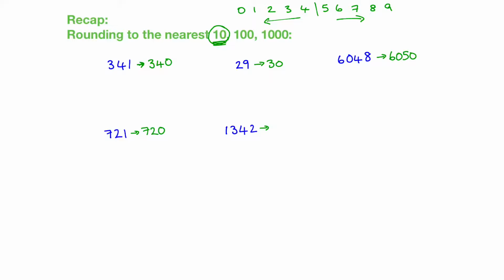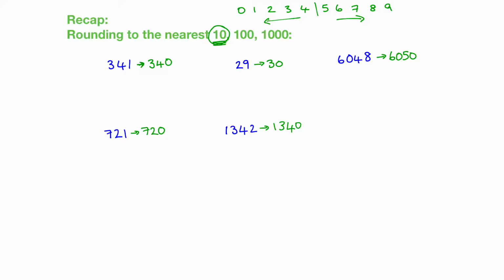And the last one that we're going to round to the nearest 10 is 1,342. So the tens digit is the 4, and the 2 tells us to leave the 4 alone. So it's going to be 1,340. And remember, that 0 on the end is super important. Right, we're going to look at rounding some of these numbers to the nearest 100 and some to the nearest 1,000.